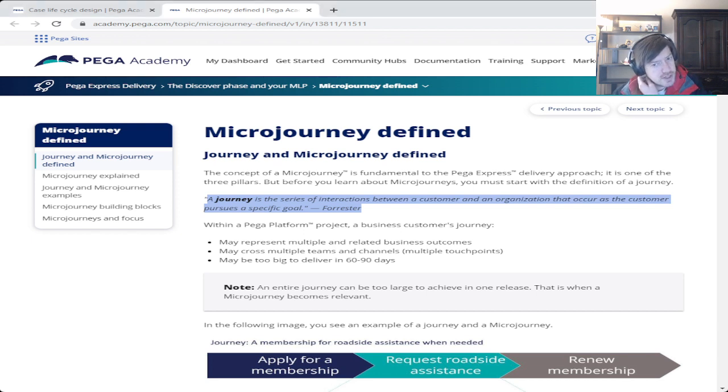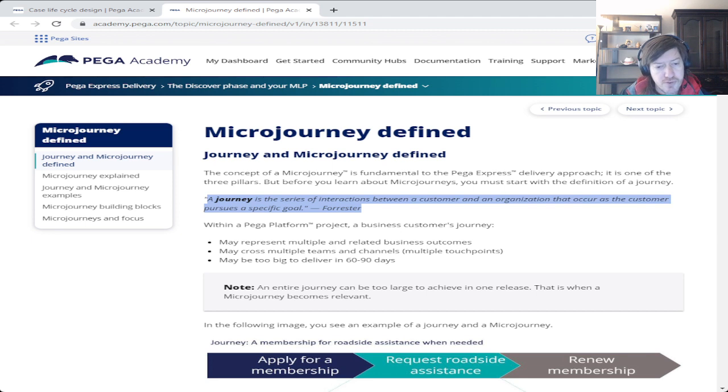They probably should clarify that a little bit more, like maybe call it the business journey or something like that, because that's not the proper definition. But I'm nitpicking here, so okay.